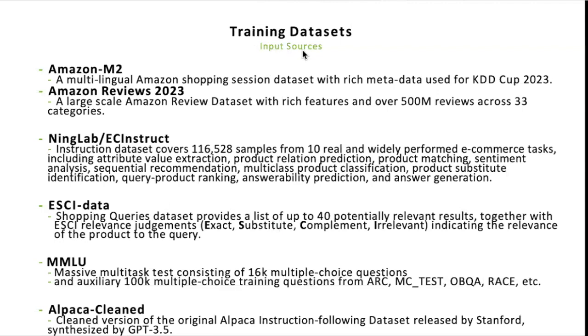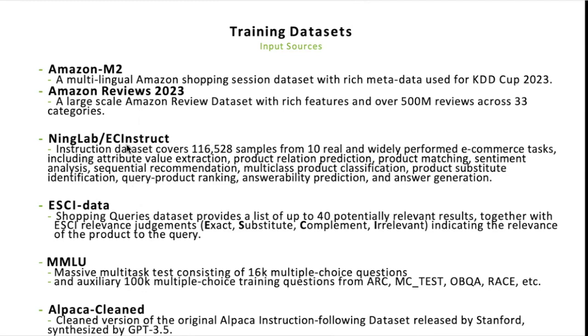This is the input sources of all their training datasets, including the Amazon M2 multilingual dataset, originally released for KDD Cup 2023. It also has the Amazon review datasets, with 500 million customer reviews across 33 categories. I think this dataset will be very important because it tells the prior knowledge of Amazon products and how users interact on Amazon. So these are directly Amazon-related public datasets.